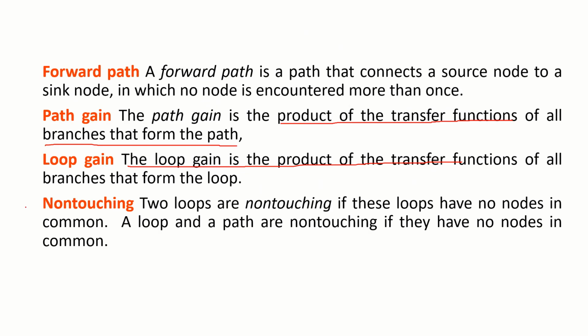And non-touching loops. Two loops are non-touching if these loops have no nodes in common. A loop and a path are non-touching if they have no nodes in common. Means suppose you have a forward path, or this is one loop. Then you have one more node here and one more node here. And you go like this, come back. These two loops are non-touching loops. They are not sharing a common node. Two loops are non-touching if they have no nodes in common.